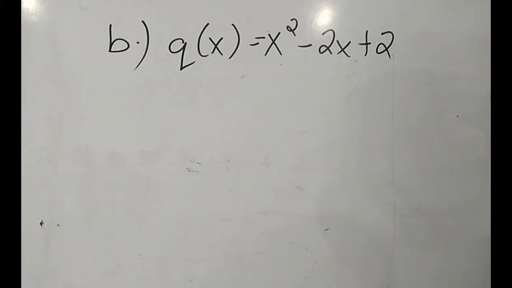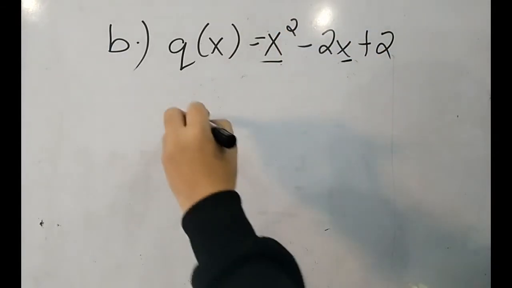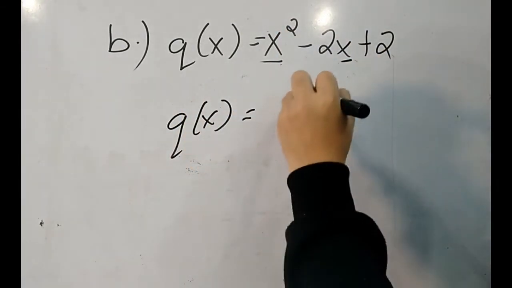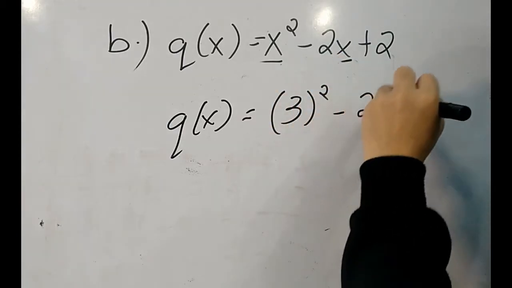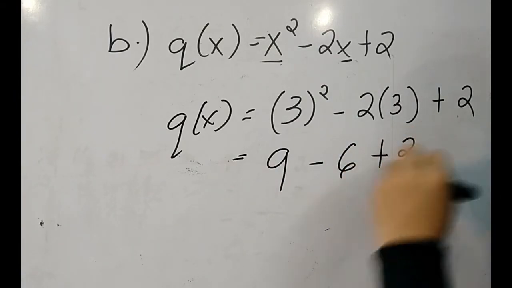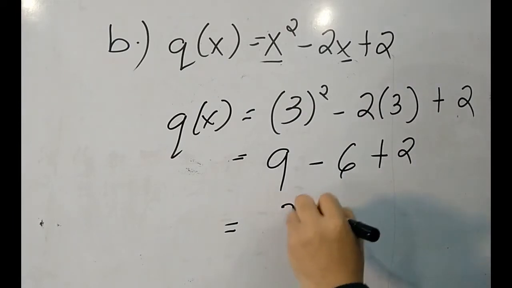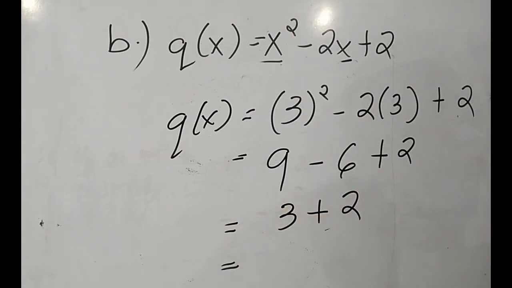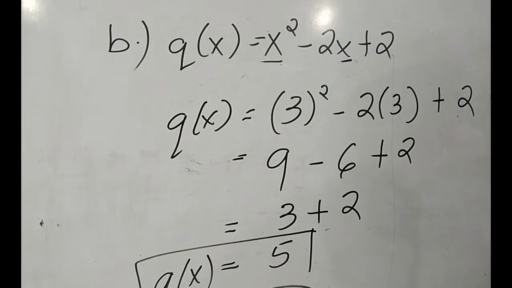Now we have q of x is equal to x squared minus 2x plus 2. Same procedure, palitan ng x ng 3. And that gives us q of x is equal to 3 squared minus 2 times 3 plus 2. And then solve. 3 squared is equal to 9. 2 times 3 is 6 plus 2. 9 minus 6 is 3 plus 2. 3 plus 2 is 5. Then, the value of q of x is equal to x squared minus 2x plus 2 when x is equal to 3 is 5. Easy.